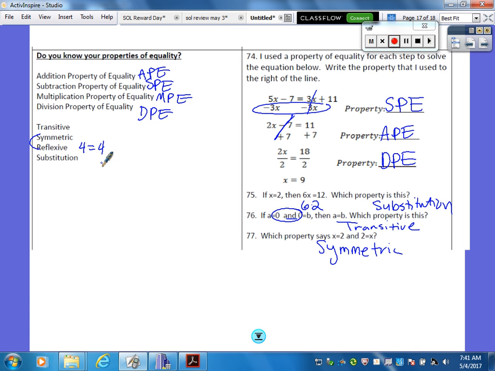So let's pretend I took my x equals 9, and I plugged it in and I solved this entire thing and I got the same thing on both sides, and maybe it was like 9 equals 9 at the end. That would be your reflexive property. You knew it was true because 9 is always equal to 9.